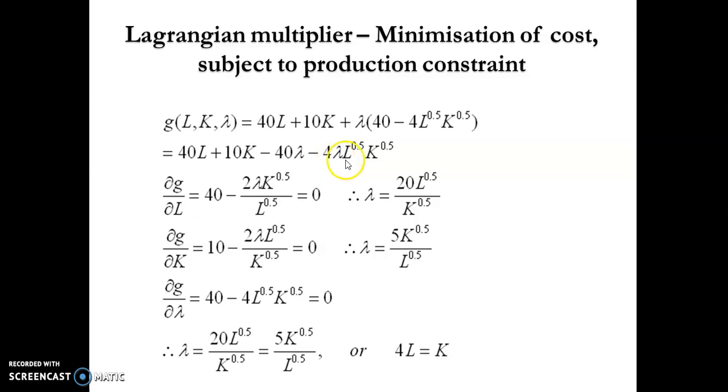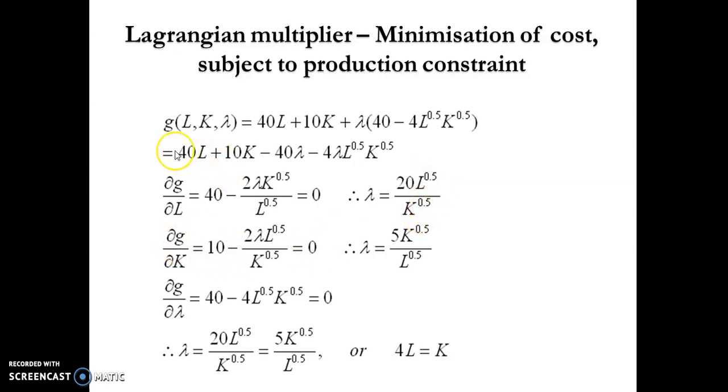Then I have lambda. I have L to the power of a half, but it's going to be the power of a half minus 1, which is going to be L to the minus a half. So I'm going to put it in my denominator. And then I have K to the power of half still in my numerator. So you could leave it as L to the minus a half, but then it needs to be on the top in the numerator. Okay, and you set that equal to 0. So now I'm going to rearrange this, making lambda the subject of the formula. So by rearranging, you're going to end up getting 20L to the half, K to the half.